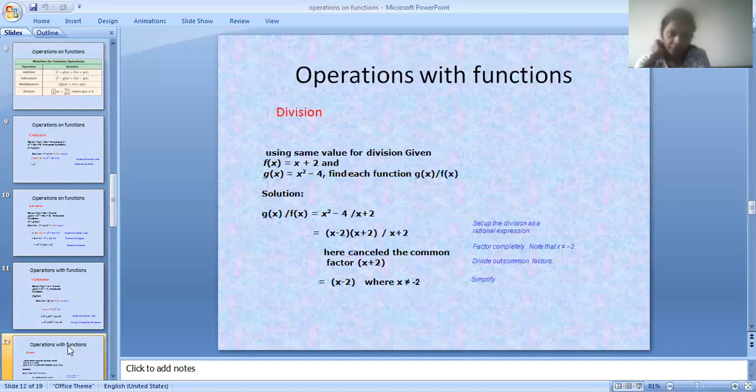The next operation with functions is division. In the division rule, we see that f of x is equal to x plus 2 and g of x is equal to x square minus 4. Find the function g of x upon f of x.